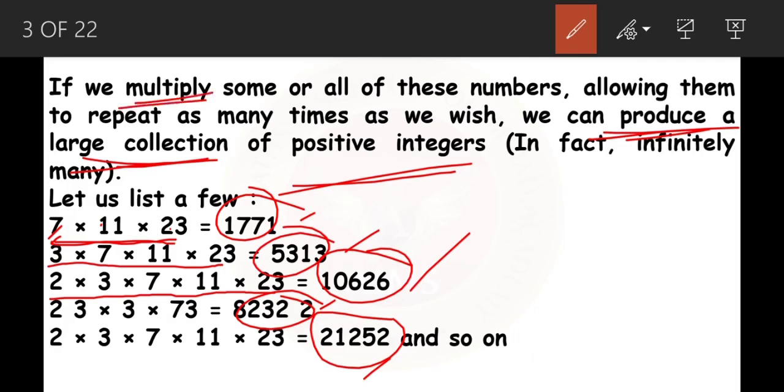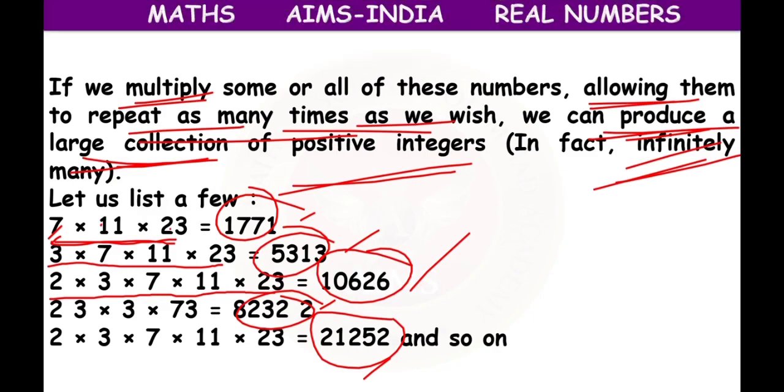If we multiply prime numbers, allowing them to repeat as many times as we wish, we can produce a large collection of positive numbers. In fact, we can say infinitely many. So a natural number can be written as a product of prime numbers, and a product of prime numbers results in a natural number.